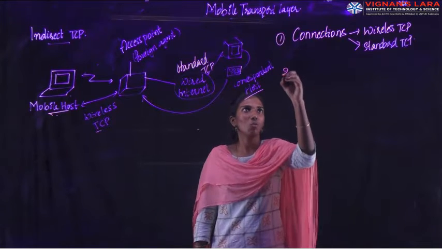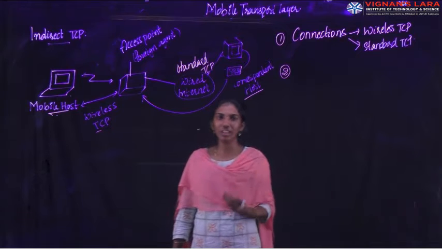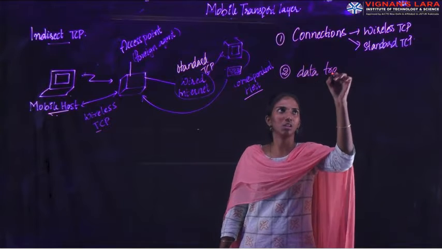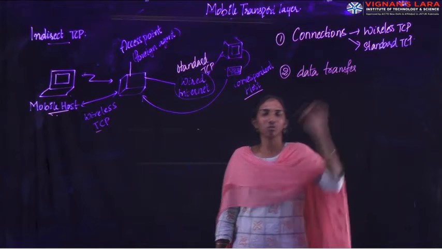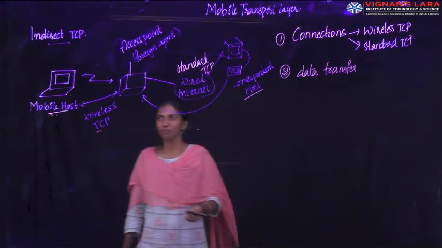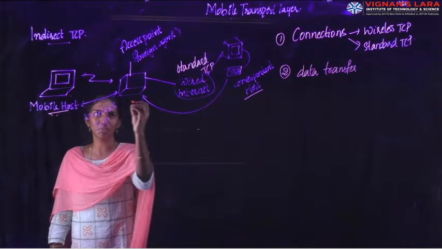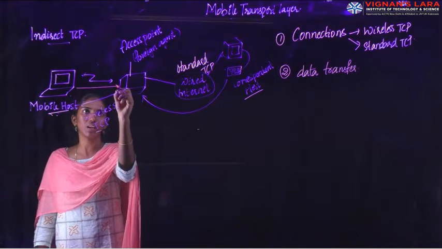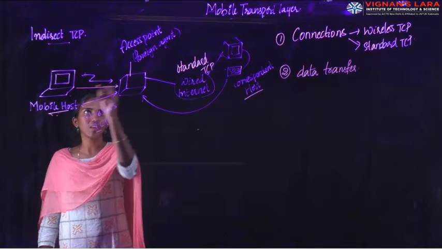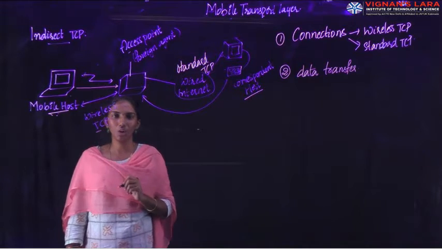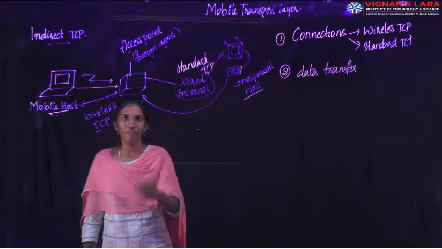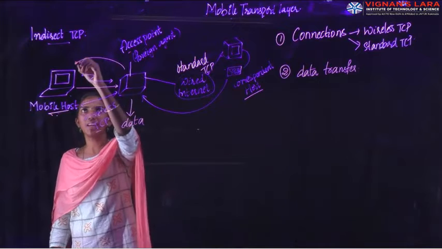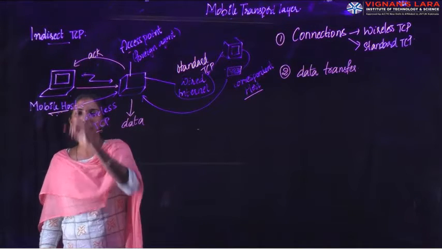And the second step: once the connection is established, we need to transfer data over the network. So what happens in this data transfer phase? When the mobile host wants to send some data to the correspondent host, the mobile host will simply send the data into the network. This data will be received by the access point. Whenever it gets some data, immediately it will send an acknowledgement to the mobile host.